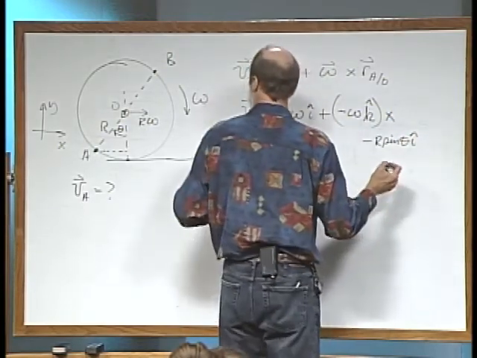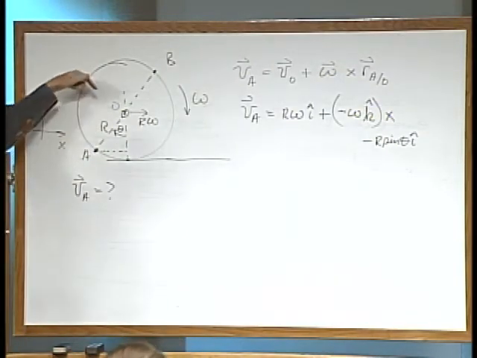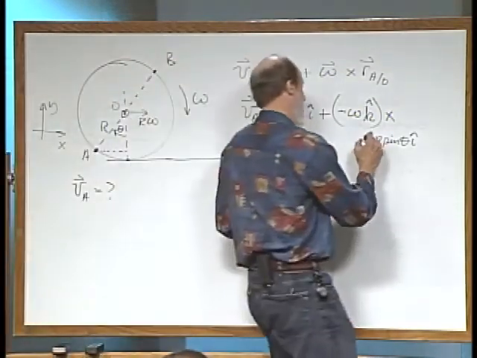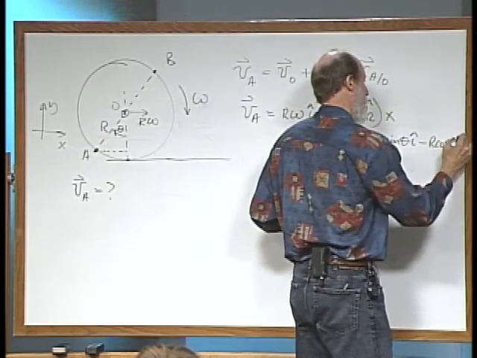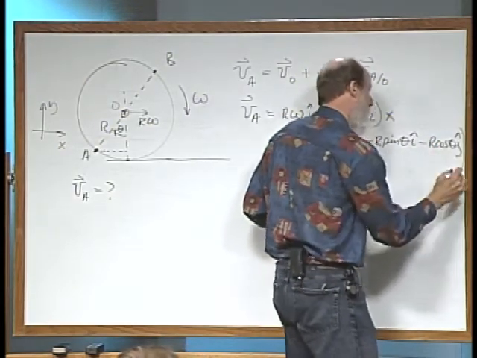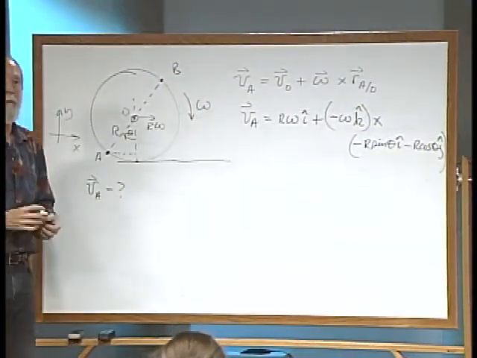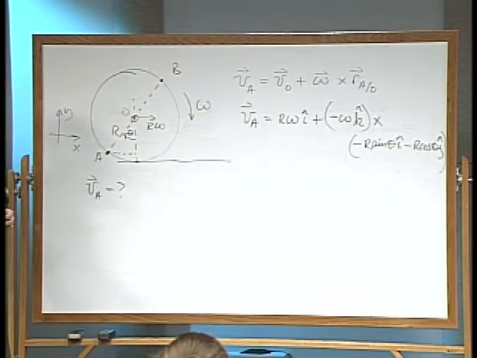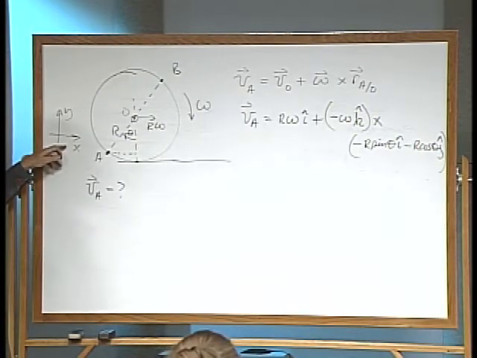What about the J term? Negative R cosine theta, J hat. We've firmly planted the original coordinate system at the center of the wheel. This is just a reference coordinate system, a non-rotating reference coordinate system.